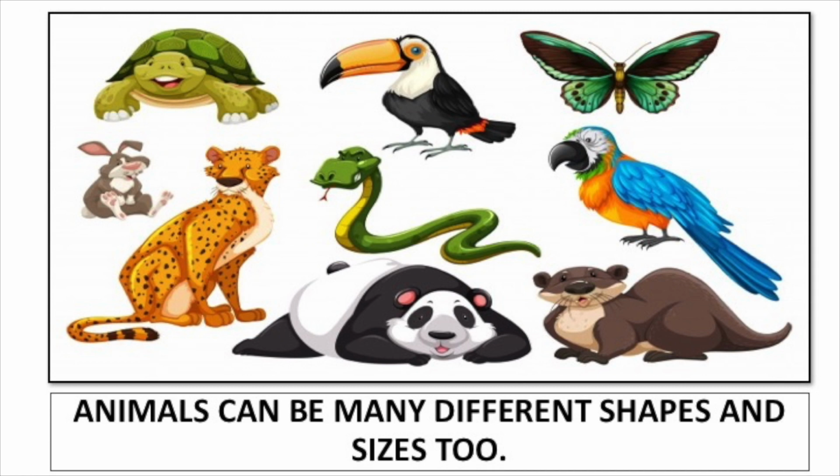Look at all these different animals. Are they the same? No. What animal is this? Panda. And how about this one? A bird. What type of bird? Parrot. Now, do the panda and the parrot look the same? No, they look very different. So it shows the range of different animals we have on planet Earth.